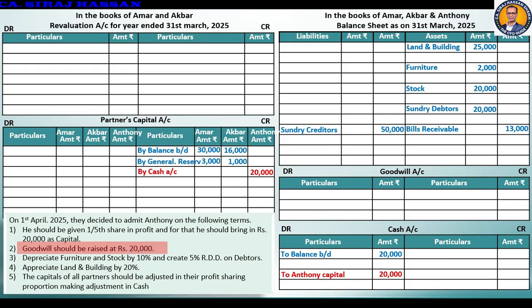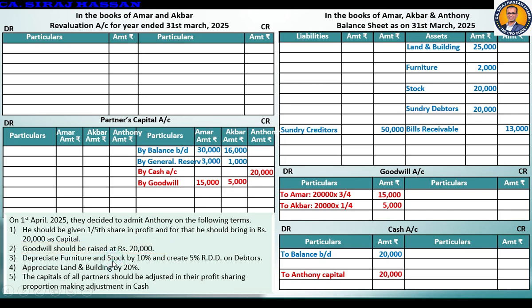Second adjustment. Goodwill shall be raised at rupees 20,000. In the earlier problems, we have seen that goodwill was brought in cash, then goodwill was withdrawn, then goodwill was raised, and goodwill was written off. In this problem, goodwill will be raised for rupees 20,000, which will be credited to the old partners in their profit sharing ratio. Goodwill account debit to Amar's capital account and to Akbar's capital account will be my journal entry. So it will be recorded on the credit side of Amar and Akbar.